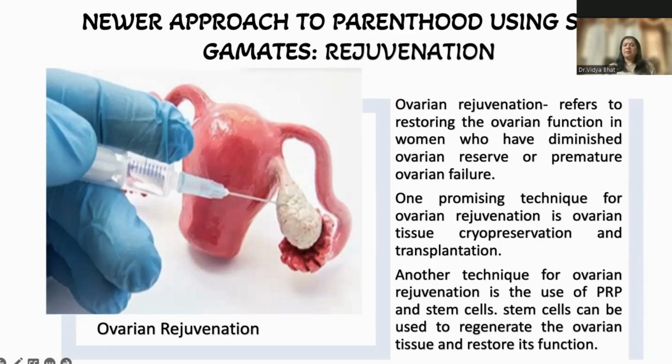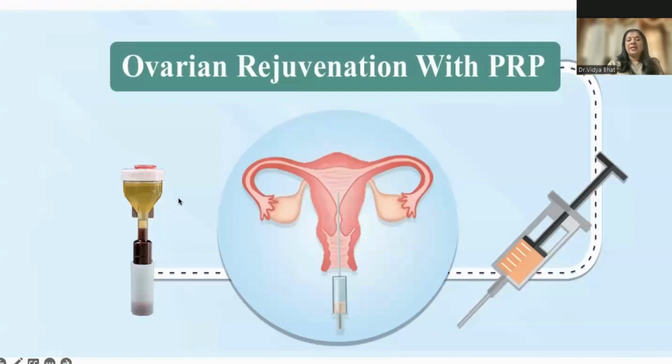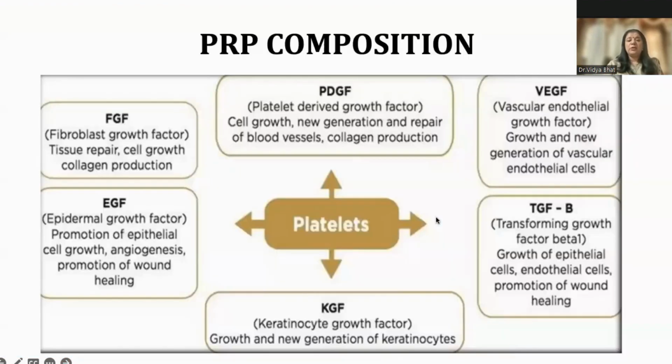One of the promising techniques is ovarian tissue cryopreservation. But what else can we do? What else we are doing is we are trying to give PRP injection to the ovaries. And what is the composition of PRP?